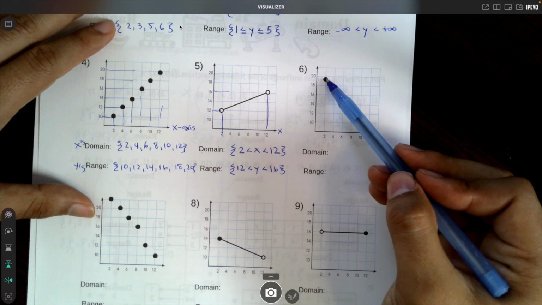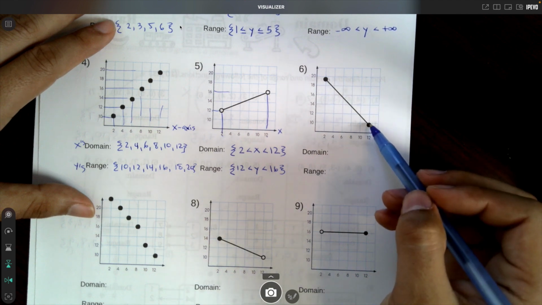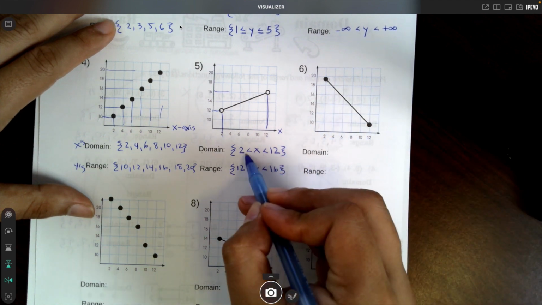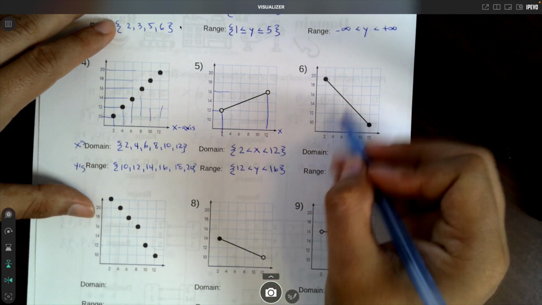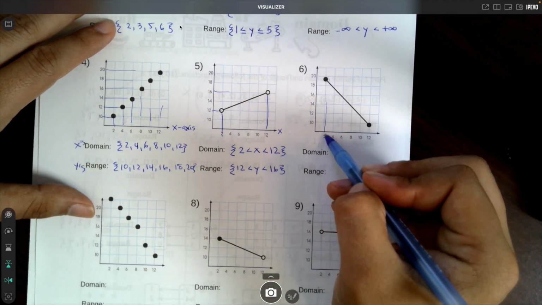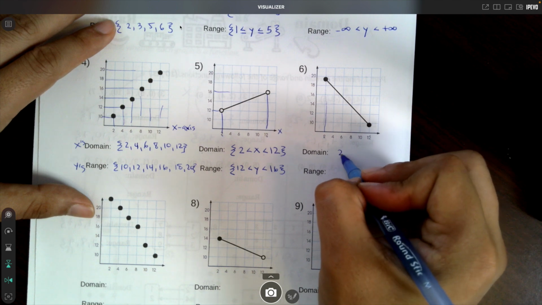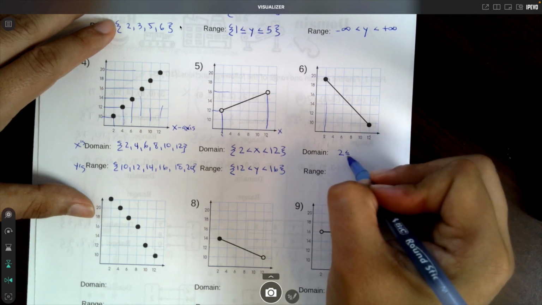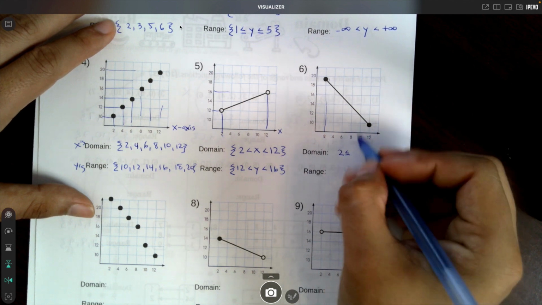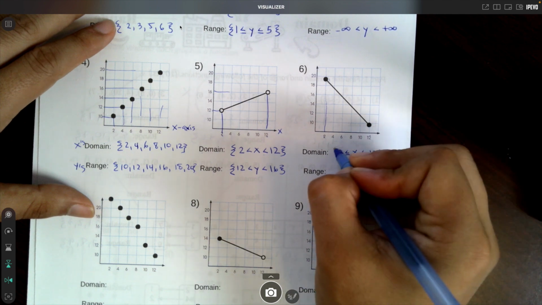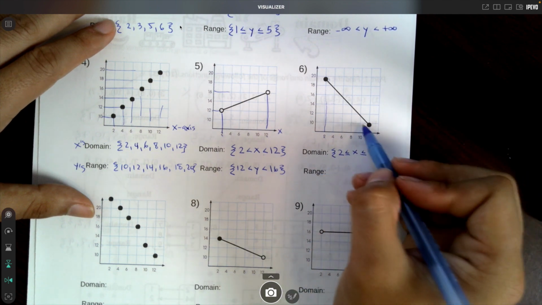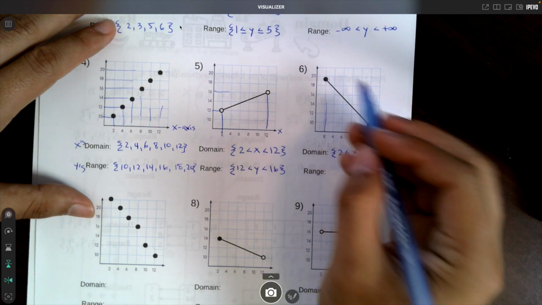This is closed, so this will include the endpoints. So that means that we're going to be putting little lines on the bottom of these inequality symbols. And domain, again, is the x value, so it's from 2 to 12. So we put a little line on the bottom because this is closed. It includes it. Range is from 10 to 19.